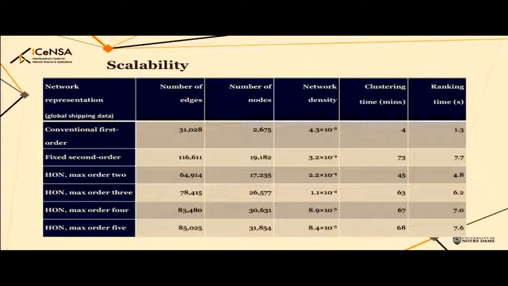As you can see, as I go to the second order, I'm building more dependencies. My number of edges and number of nodes will increase, and their clustering time goes up from 4 minutes to 73 minutes. Ranking time goes to 7.7 seconds. So then we built the higher order network, with max order 2.